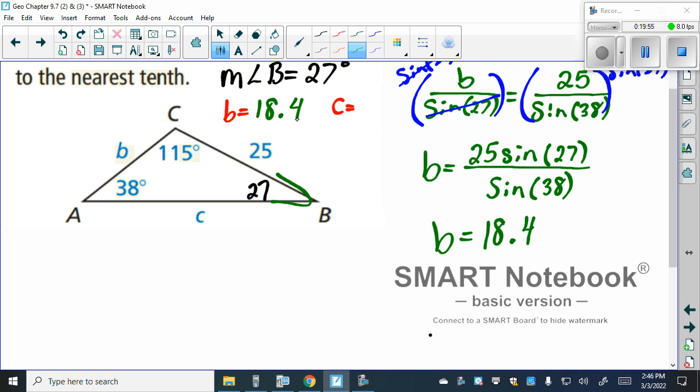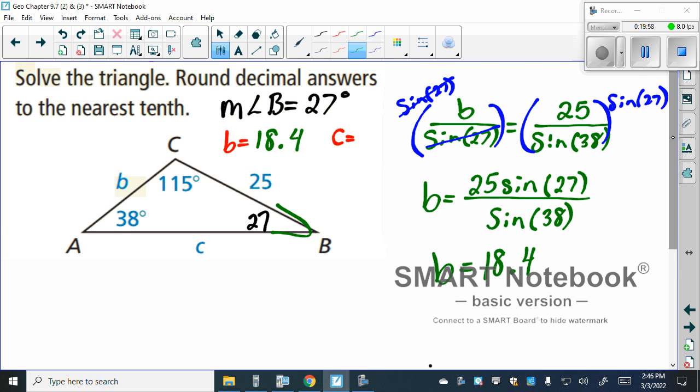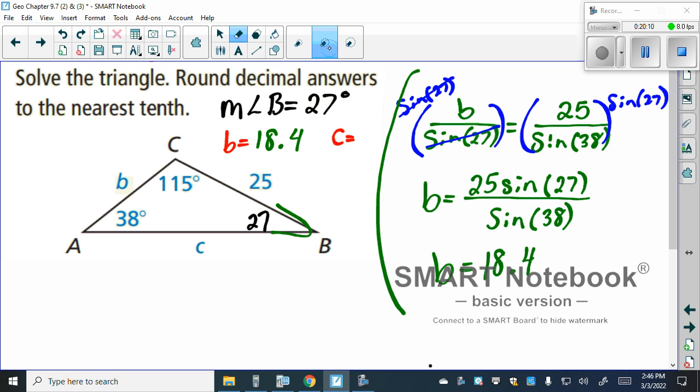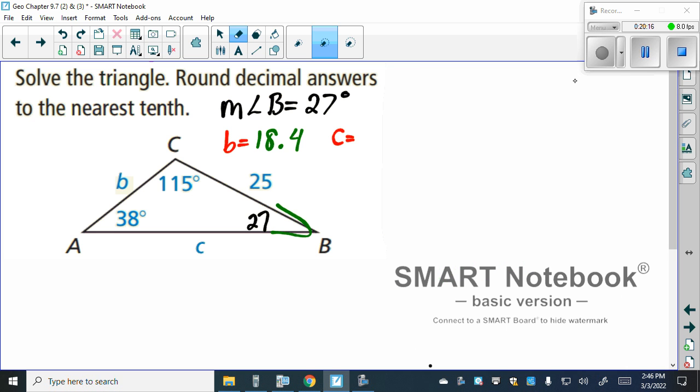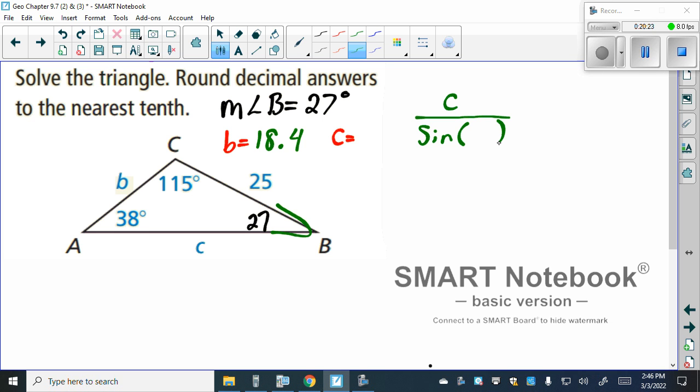Now to find side length C, we do the same thing, but with C. Am I good to erase this here so that y'all can still see it? So here we would have C over sine of the angle opposite side length C, 115, is equal to, well, we can still use our 25 over sine of.